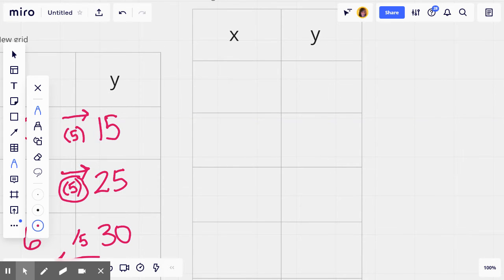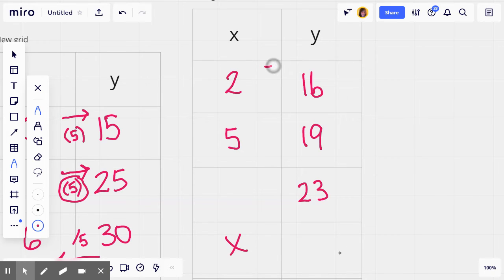Okay. All right, let's look at another table and see if we can make sense of this table. So what if I start here with a 2 and I end up here with a 16, and then I start here with a 5 and I end up here with a 19. Okay, and then I'm going to put a 23 right here, and right here I'm going to put an x.